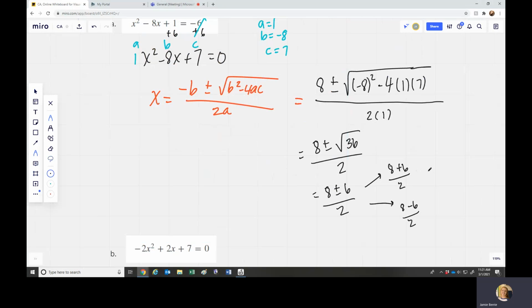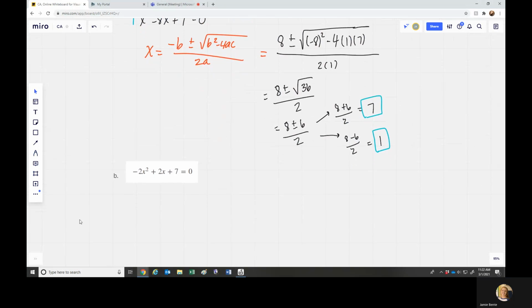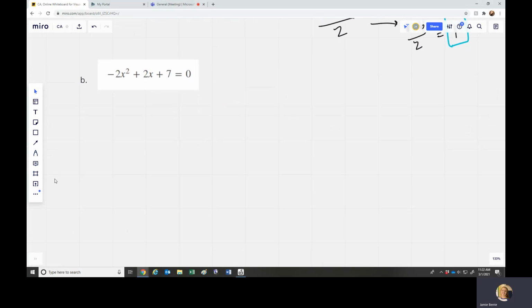8 plus 6 is 14. 14 over 2 would be 7. So that's our first answer. 8 minus 6 is 2. 2 over 2 is 1. So that's our second answer. 7 and 1. All right, so that was how we use the quadratic formula to solve a quadratic equation. Let's do one that's a little bit harder, and then we'll complete the square. I'll show you how to complete the square and we'll be done.